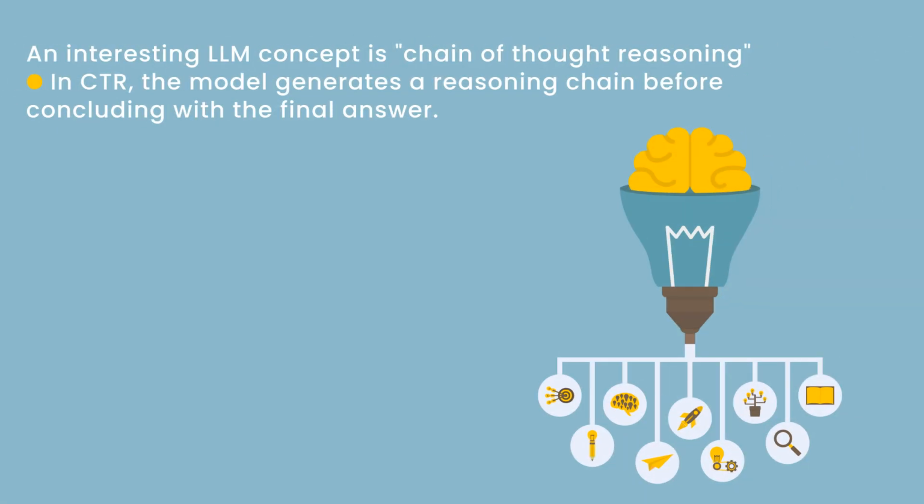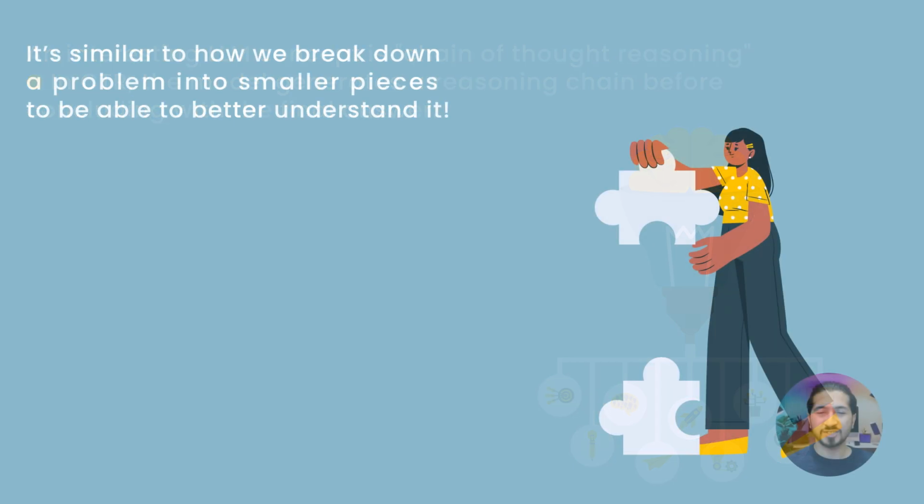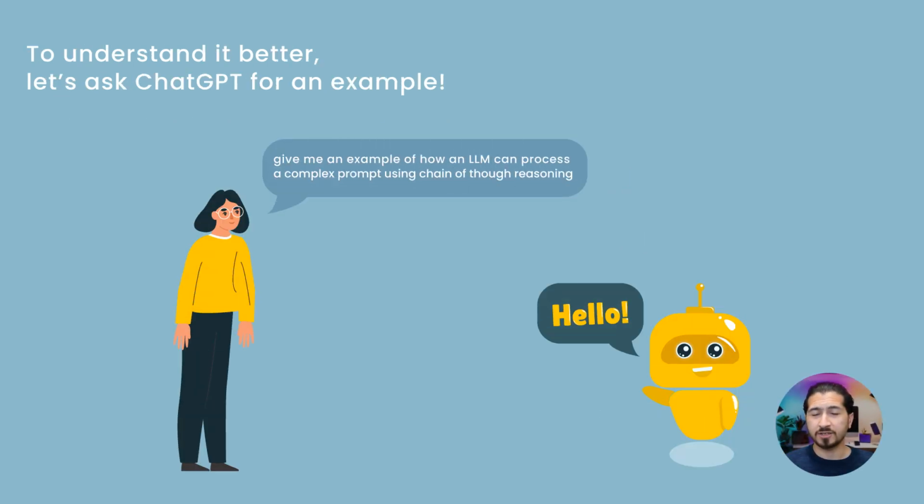An interesting concept in LLM is chain of thought reasoning. In chain of thought reasoning, the model generates a reasoning chain before concluding and providing an answer. It's similar to how we break down a problem into smaller pieces in order to understand it better. To get a better idea, let's ask ChatGPT for an example.